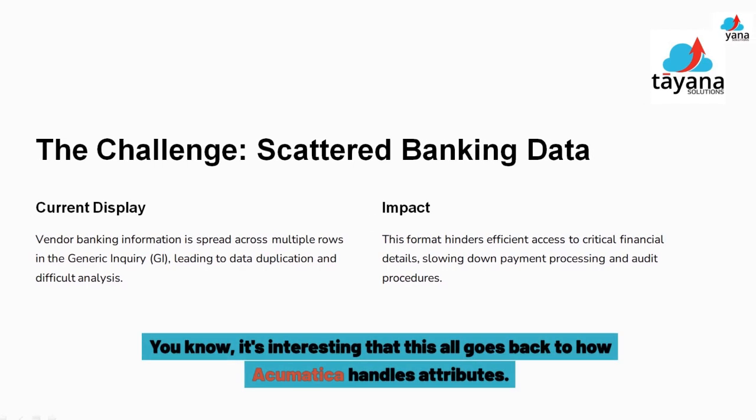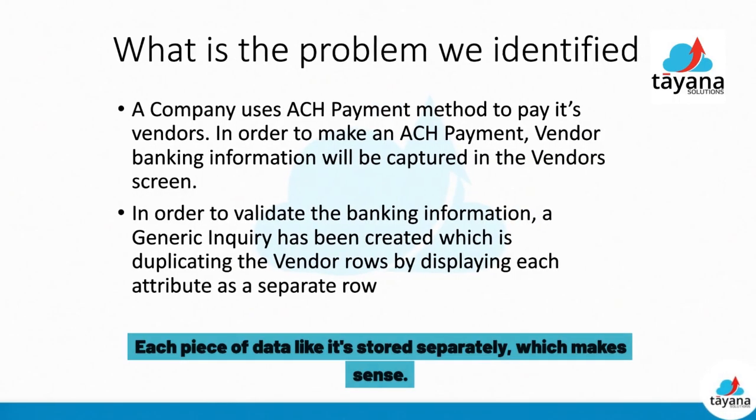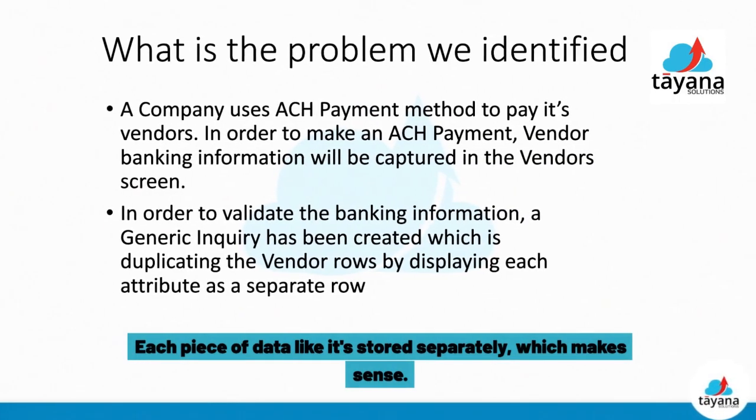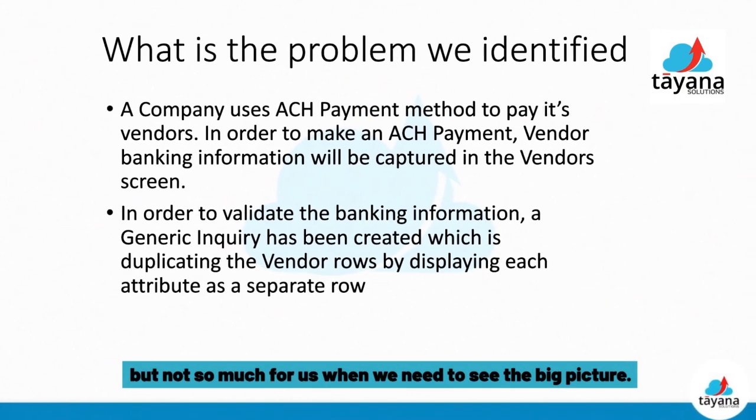It's interesting that this all goes back to how Acumatica handles attributes. Each piece of data is stored separately, which makes sense for the database, but not so much for us when we need to see the big picture.